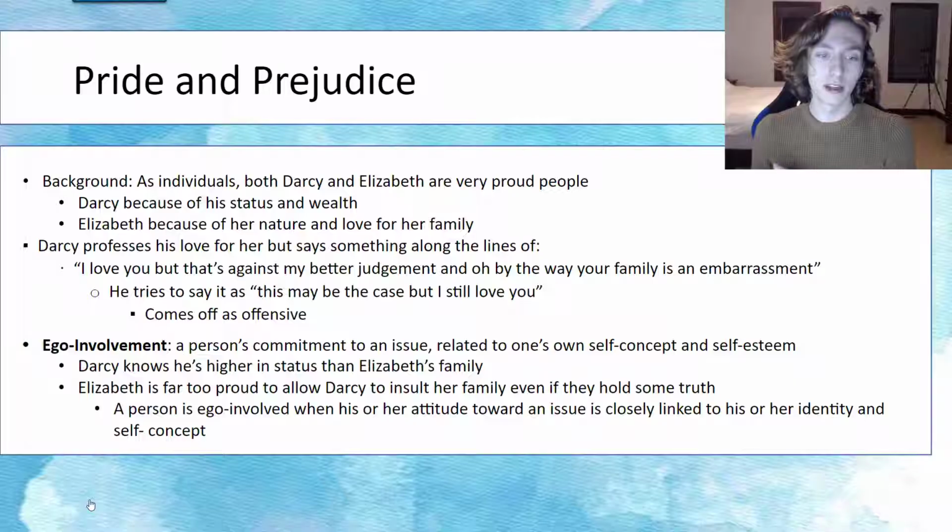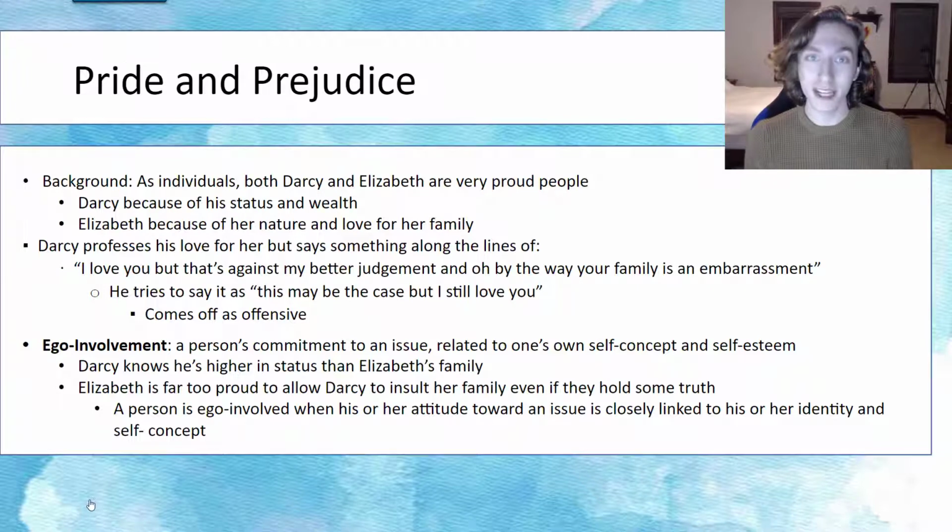Forgive me. Now, Darcy knows very well that he's much higher in status than anyone in Elizabeth's family, but Lizzie is too proud of herself and her family to allow Darcy to insult her family, even if his insults are a little bit true. Now, a person is ego involved when his or her attitude toward an issue is linked to her identity or concept. Now, this is the case with Lizzie and her family.